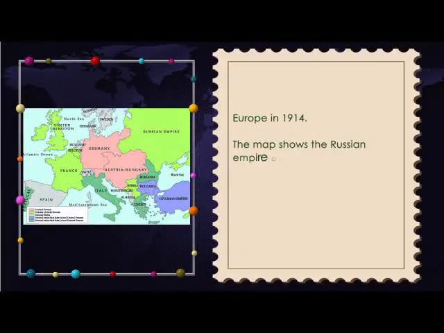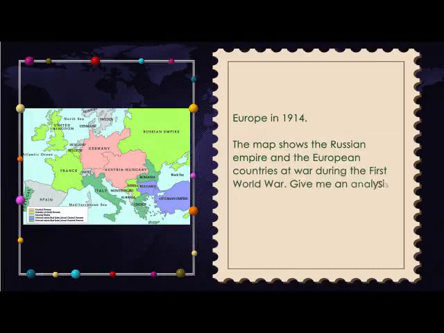Europe in 1914. The map shows the Russian Empire and the European countries at war during the First World War. Give me an analysis on the above picture.